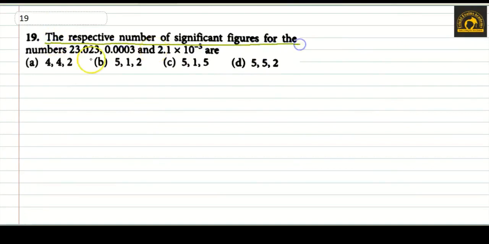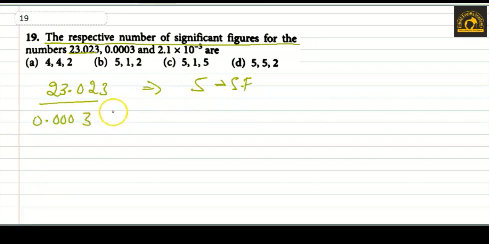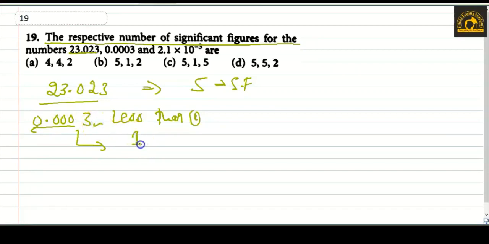Next, the respective number of significant figures. So this is 23.023. How many significant figures? 1, 2, 3, 4, 5. Because all of those are numbers, it is 5 significant figures. Then 0.0003. This number is lesser than 1, so the zeros on this side are not significant, only one significant figure. The 3 is the only one significant figure. These zeros are not significant figures.